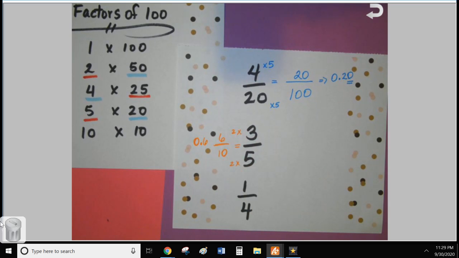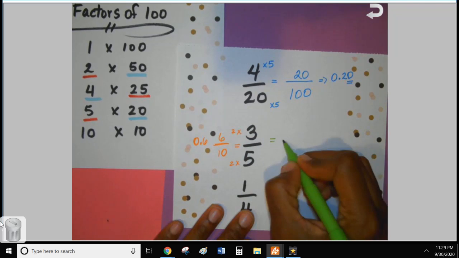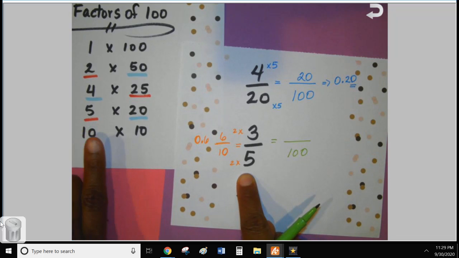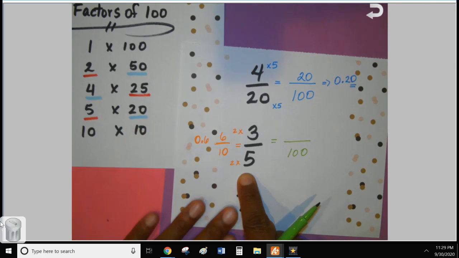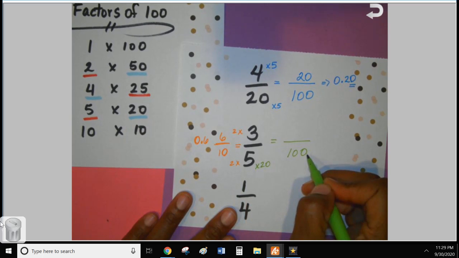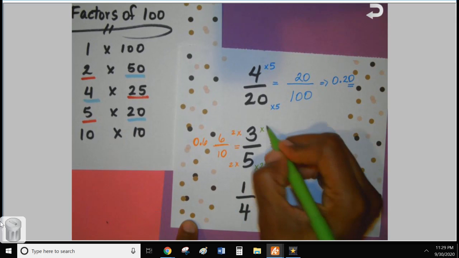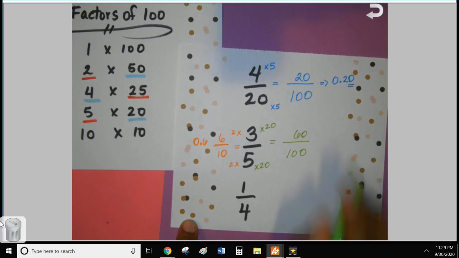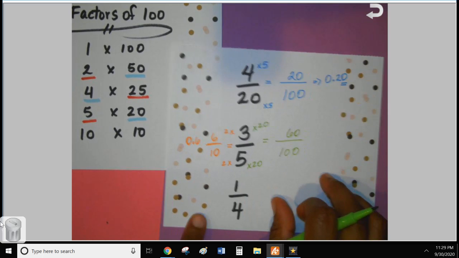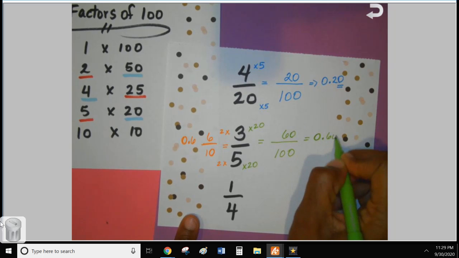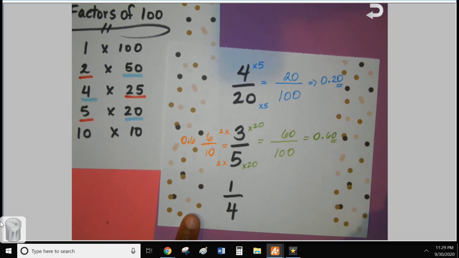Well, let's say you weren't thinking 10. Your mind went straight to 100. Well, that's fine too, because percent is out of 100. What can I multiply times 5 to get 100? I can multiply 5 times 20. So if I multiply 5 times 20, I would get 100. Whatever I multiply the bottom by, I have to multiply the top by the same. And I know that 3 times 20 will give me 60. So I would get 60 hundredths, which I can easily convert to a decimal. I would have 60 hundredths with a 0 in the hundredths place.